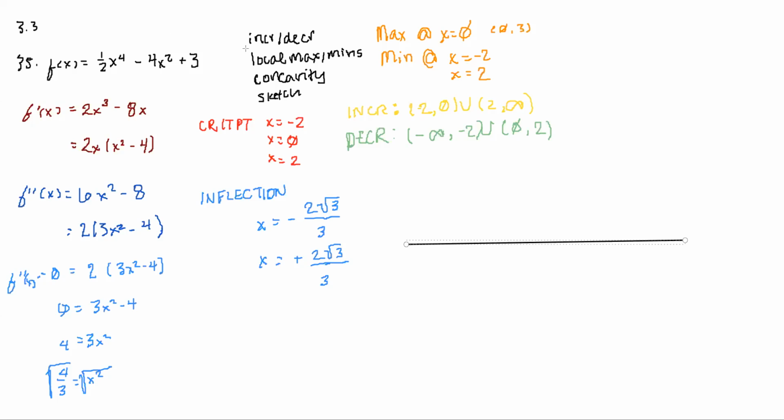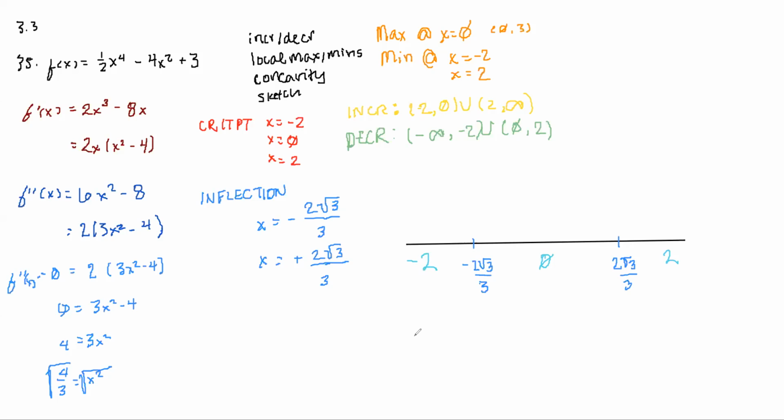So we're going to have negative 2 root 3 over 3, and we're going to have positive 2 root 3 over 3. I'm going to check exactly what that is so we can pick numbers on either side. That's about 1.15. So a good number on the inside is going to be 0, obviously, and then we're just going to do 2 and negative 2.